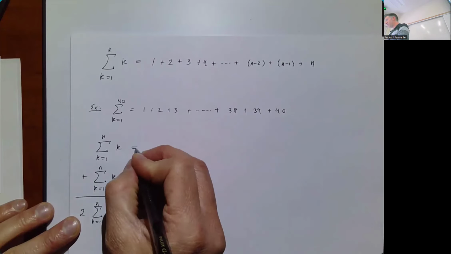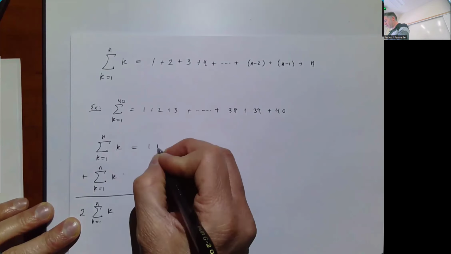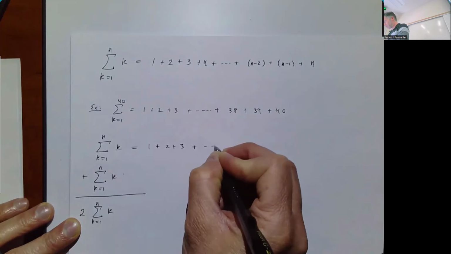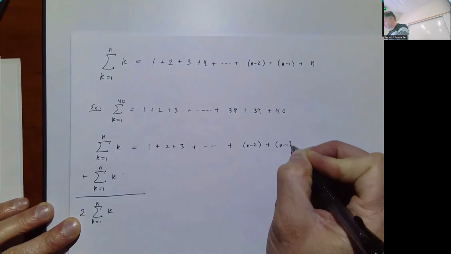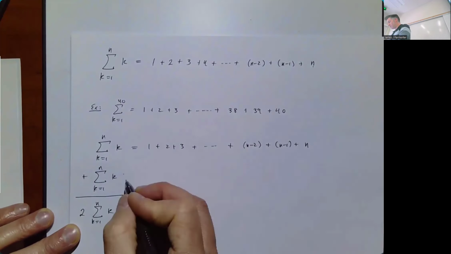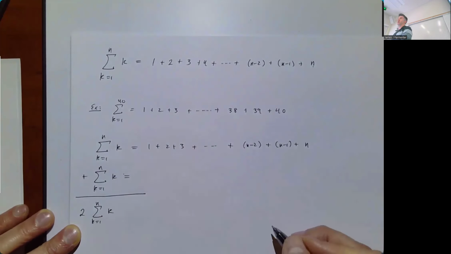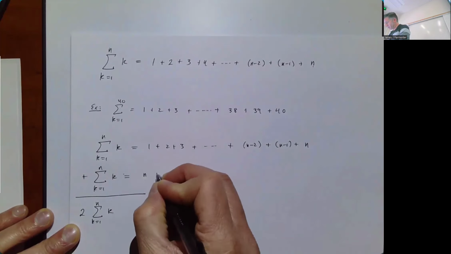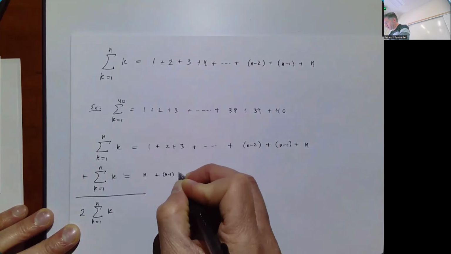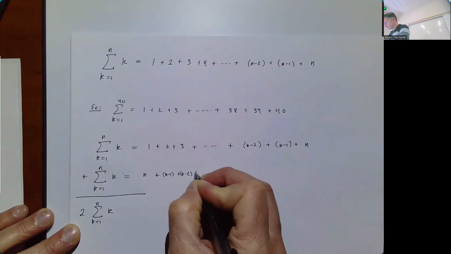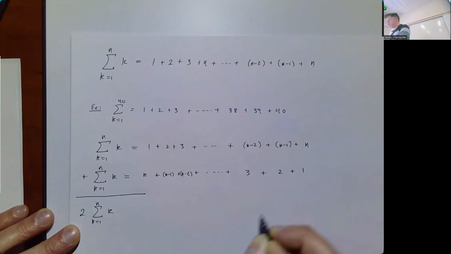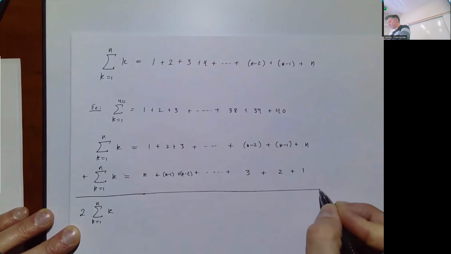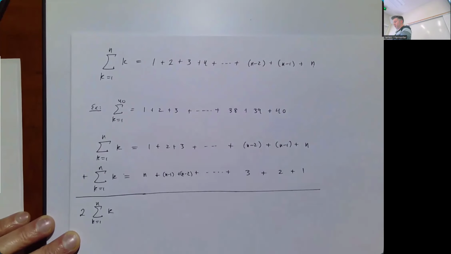But then watch how I write this out. The first one's going to be 1 plus 2 plus 3 plus all the way to n minus 2 plus n minus 1 plus n. But for the second one, I'm going to flip the order that I write them out. I'm going to start at n instead of 1. So I'm going to do n plus n minus 1 plus n minus 2 plus all the way down to 3 plus 2 plus 1. And then we're going to add these together vertically.